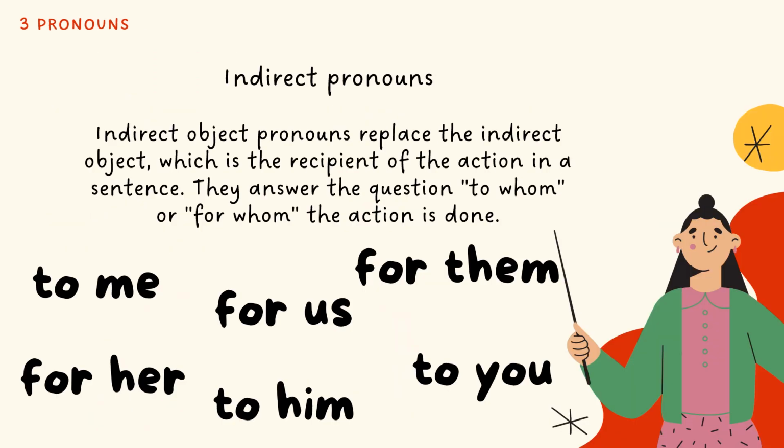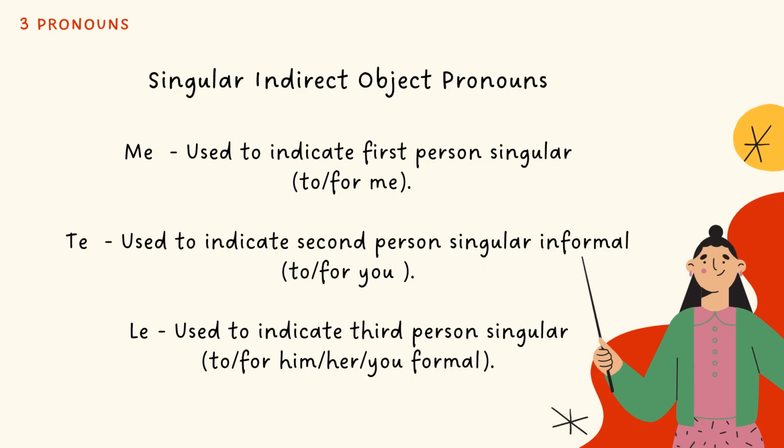Indirect object pronouns. Replace the indirect object, which is the recipient of the action in a sentence. They answer the question, to whom, or for whom the action is done. Singular indirect object pronouns. Me, used to indicate first person singular, to or for me. Te, used to indicate second person singular informal, to or for you. La, used to indicate third person singular, to or for him, for her, or for you formal.